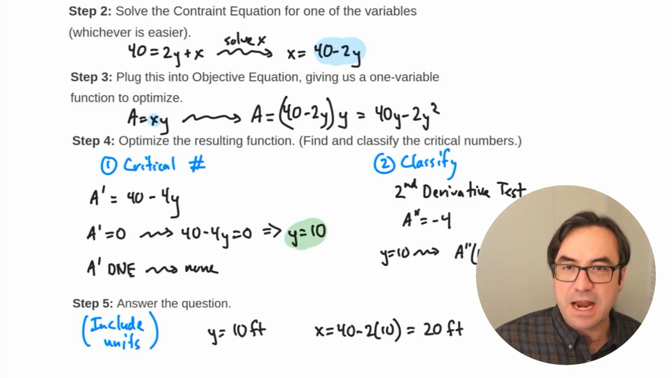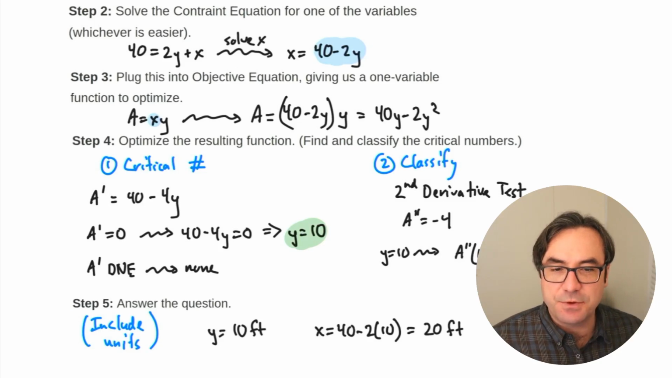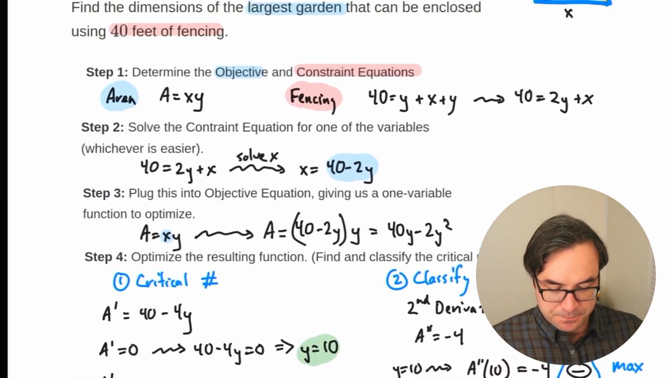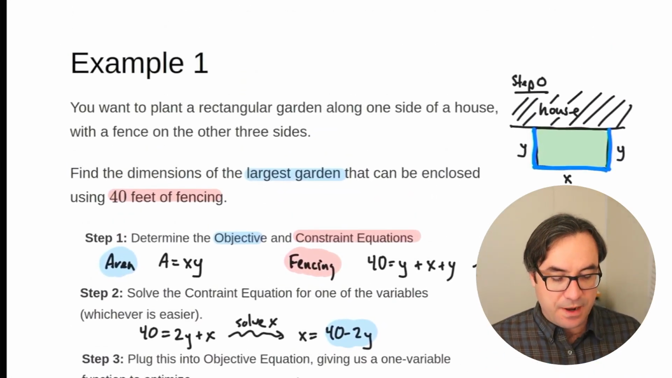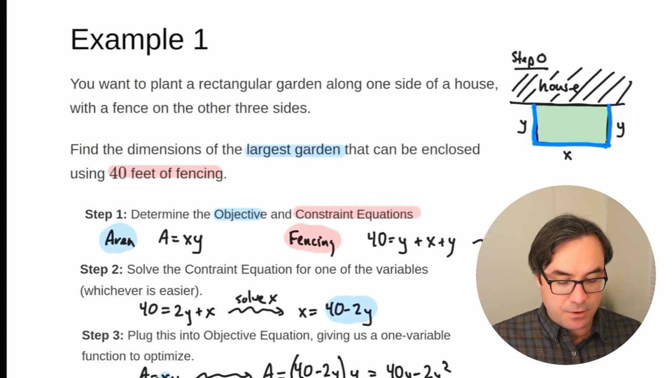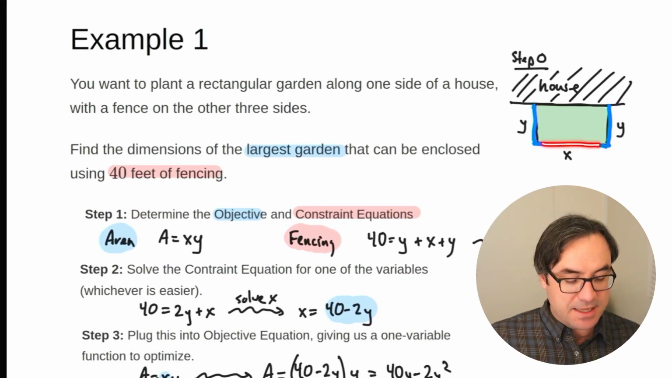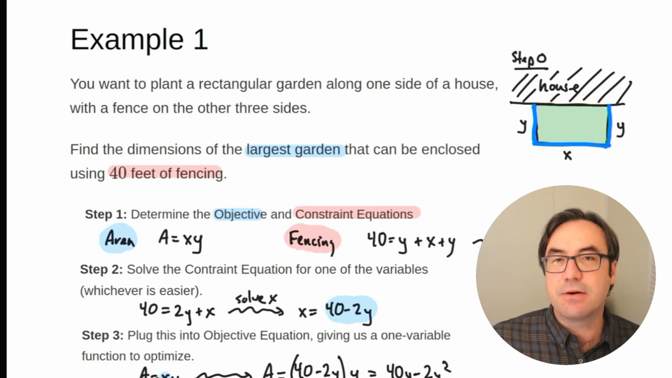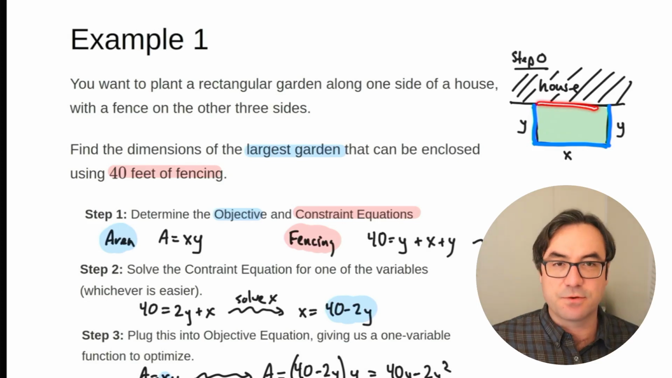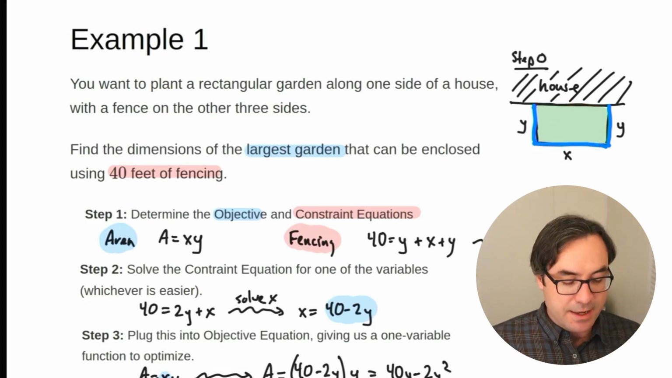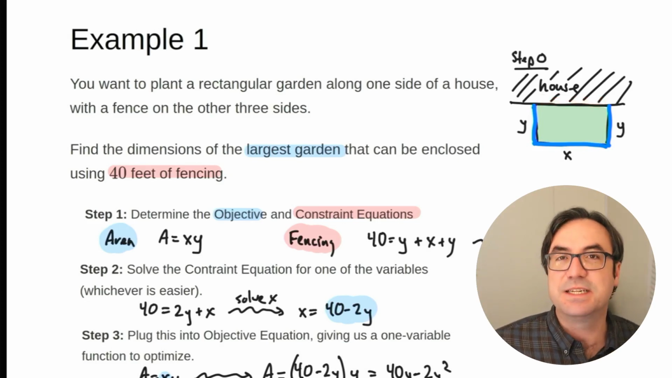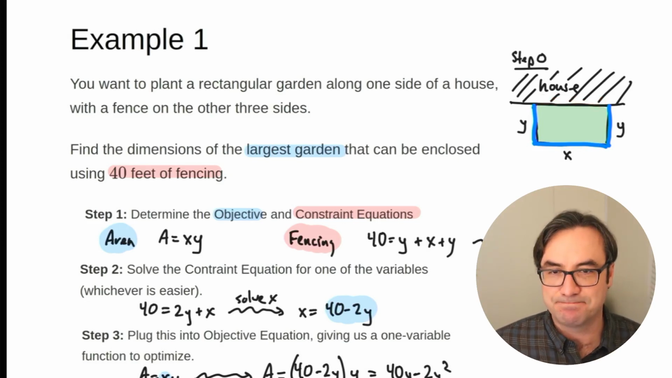As a sanity check, if we go up to our problem, we found that the y value was 10 and the x value was 20. It makes sense that this side is longer because we have a discount on that side. We get this other side for free. So it makes sense that the bigger side of our rectangle is the one alongside the house.